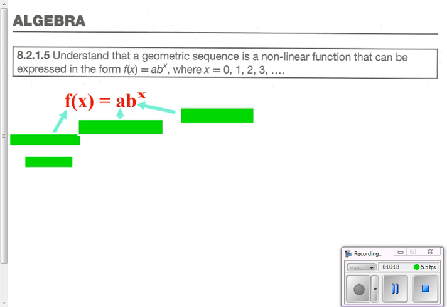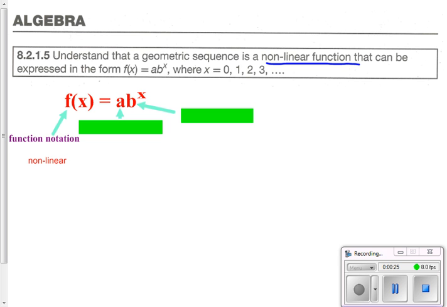8215 covers geometric sequence. Geometric sequence is a non-linear function. So basically what this states here is you're given the equation f of x. Remember f of x is the same as y. F of x represents function notation, so it is a function. As mentioned, it is non-linear, so this line is not straight.